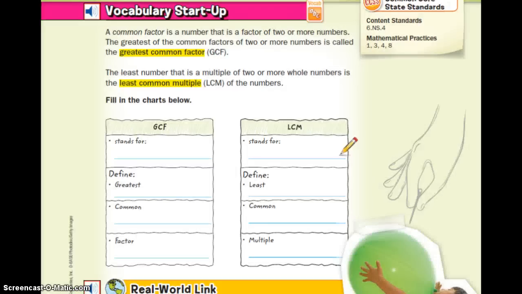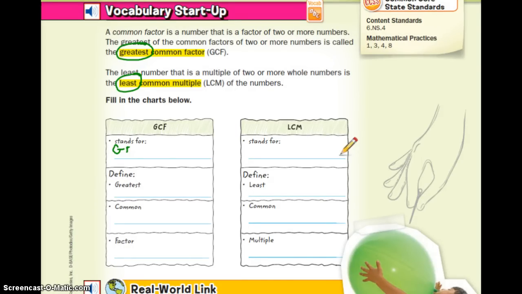Okay, so now we have greatest common factor. The key here is the word greatest, which is a number that is a factor of 2 or more numbers. It is the greatest of the 2 or more numbers. The least common multiple is the least number that is a multiple of 2 or more whole numbers. So let's fill in our chart.